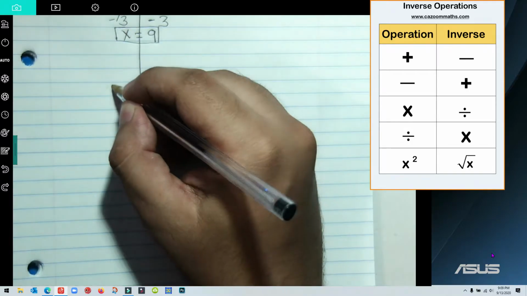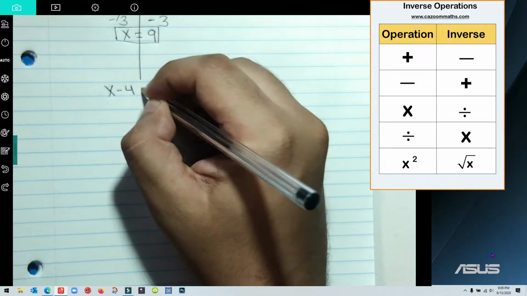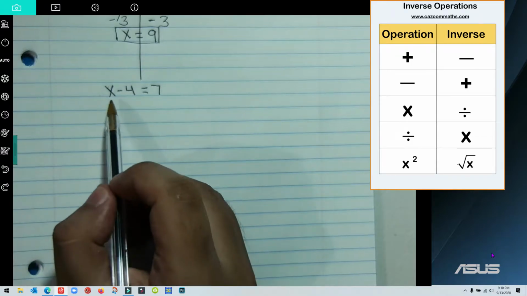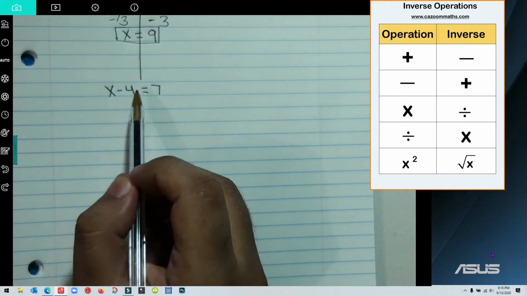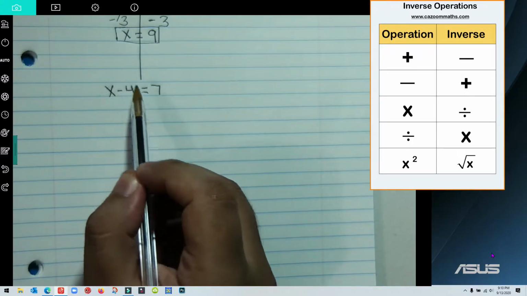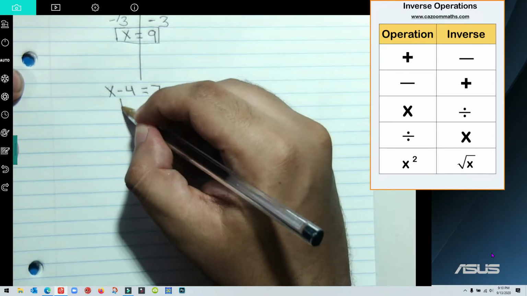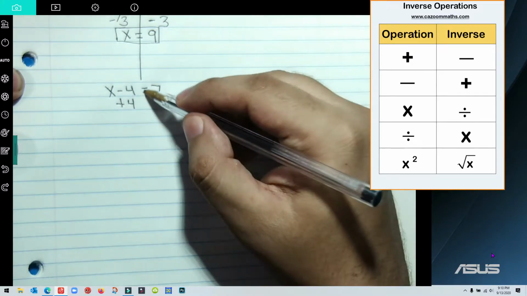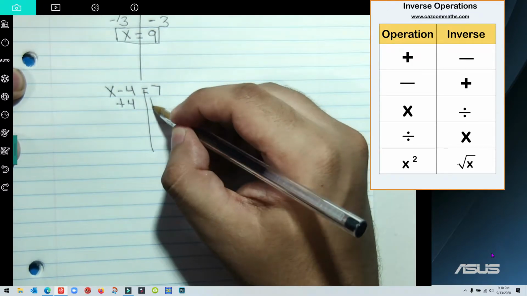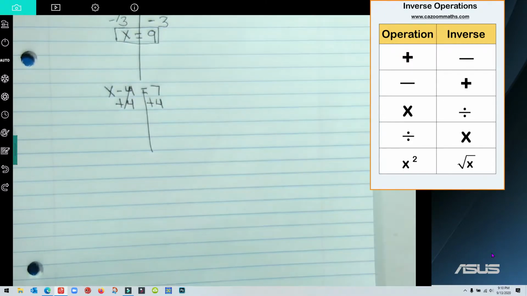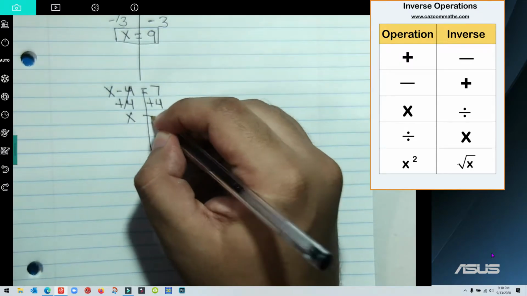For our next example, we're going to have x minus 4 is equal to 7. So now, let's look at our variable, and we want to isolate him. We want to undo whatever's being done to him. In this case, we have minus 4. Using our inverse operations, we know that the inverse of subtraction is addition. So I'll go ahead and add 4. Now recall, whatever we do to side 1, we have to do to side 2. I'm left with, these guys cancel out, x is equal to 11.